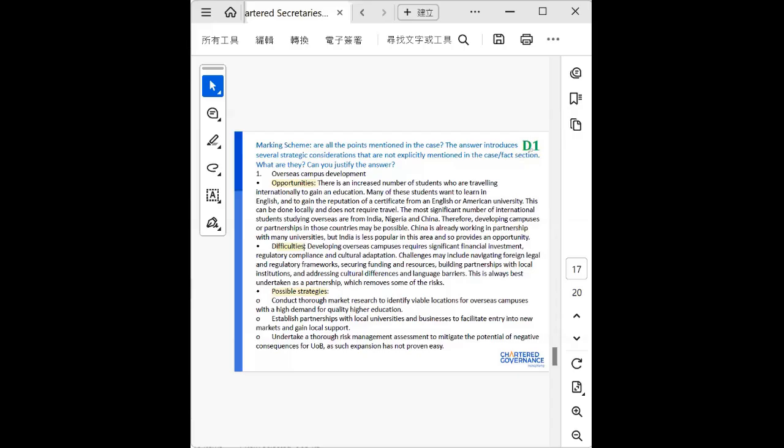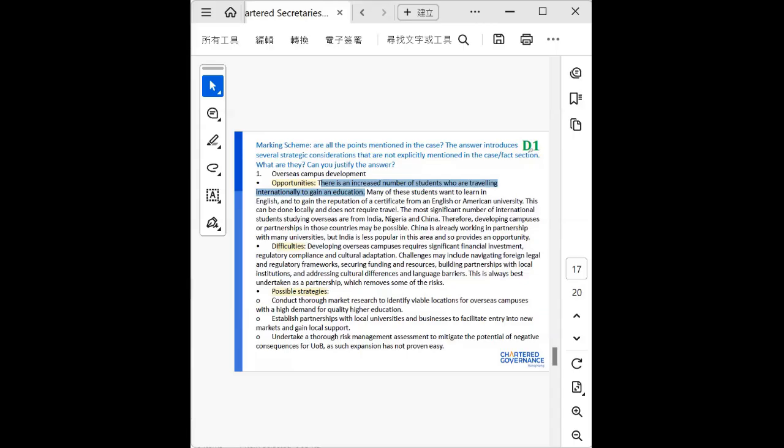Well, you can see in the answer that there's an increased number of students traveling internationally to gain education. Now, this is a fact which is not mentioned anywhere in your question, and this is something you have to deduce from general knowledge. The opportunity is there because people would like to study, learn about English, and maybe get a reputation from an English university.